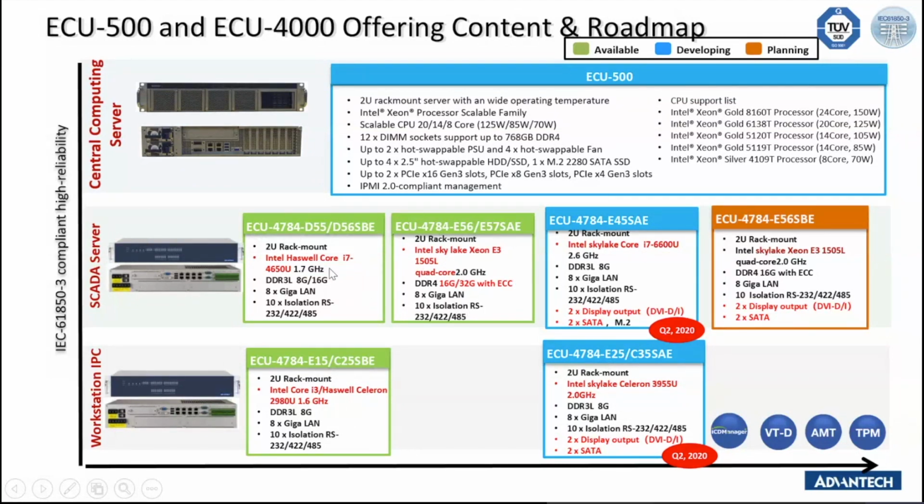You can see the i7 ECU is running on a Haswell processor, and the Skylake ECU 4784-E56 is running on the Skylake Xeon E3 processor. Okay, upcoming we are going to have this ECU 4784-E45SAE, which is running on the Skylake i7 processor.